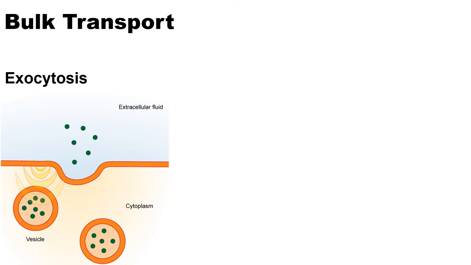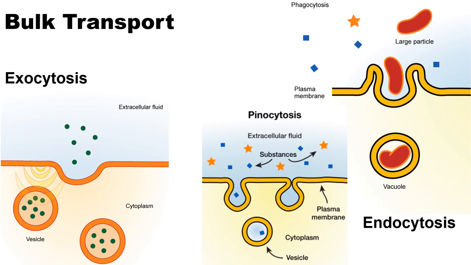There are 2 types of bulk transport, which are endocytosis and exocytosis. Exocytosis is cellular secretion of biological molecules by the fusion of vesicles containing them with the plasma membrane. Endocytosis is cellular uptake of biological molecules and particulate matter via formation of vesicles from the plasma membrane. There are 2 types of endocytosis, which are pinocytosis and phagocytosis. Pinocytosis involves the uptake of liquid or dissolved materials into the cell, while phagocytosis involves the uptake of large solid particles into the cell.